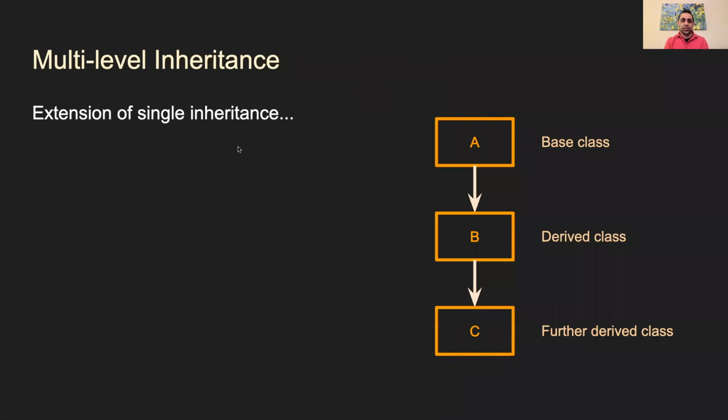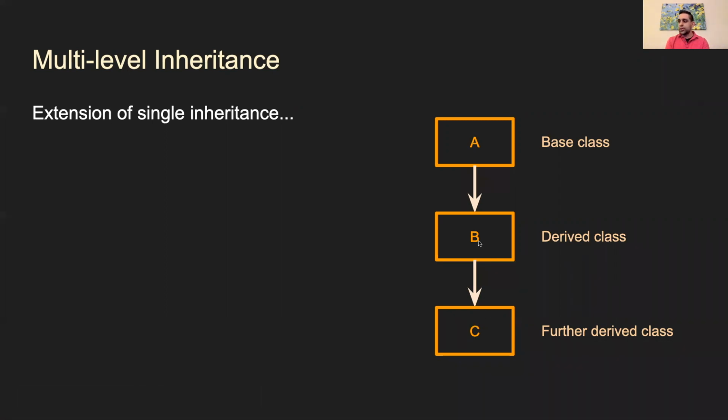So now this is actually just an extension of single inheritance. In this case, I have a class named A, a class named B, and a class named C. A is our base class, and then we derive class B from that. And then from class B, we derive class C. So B is both a derived class and a base class. B is a derived class of class A, but it is one of the base classes for class C.